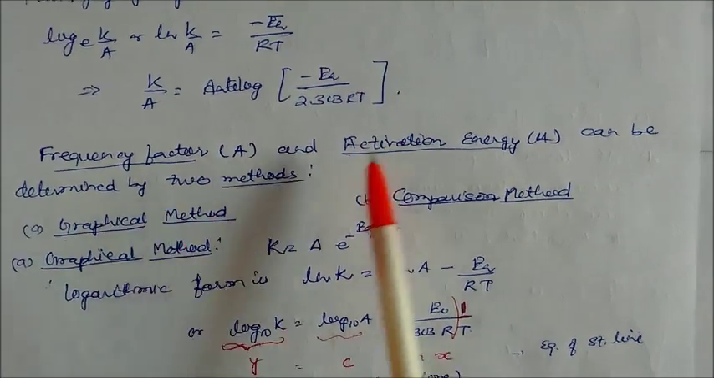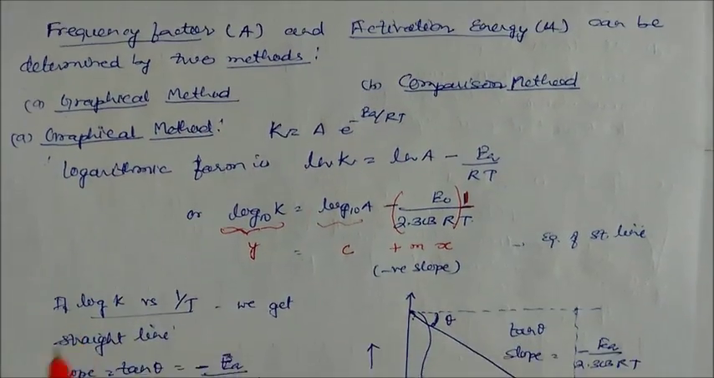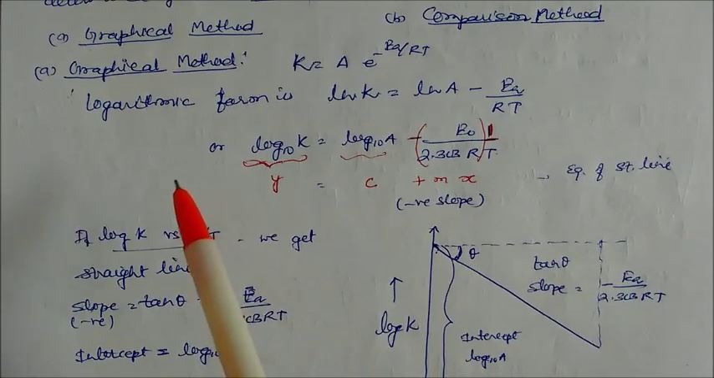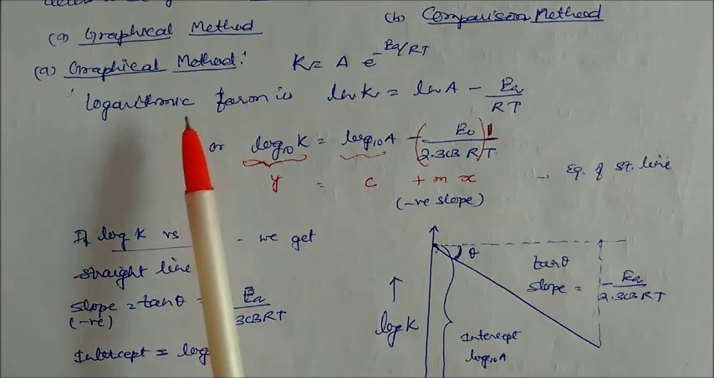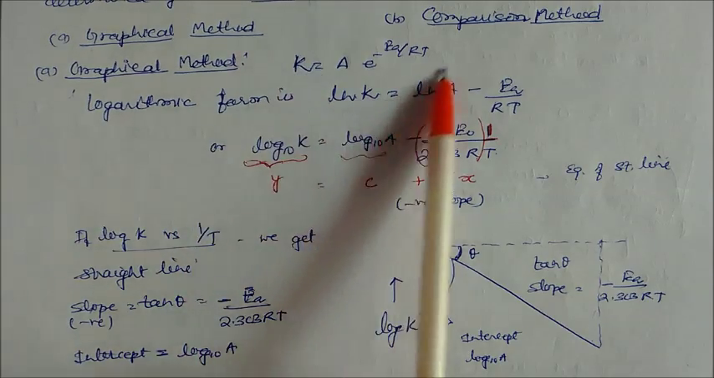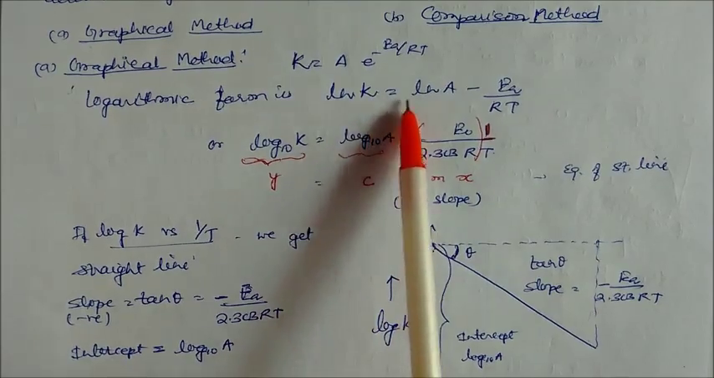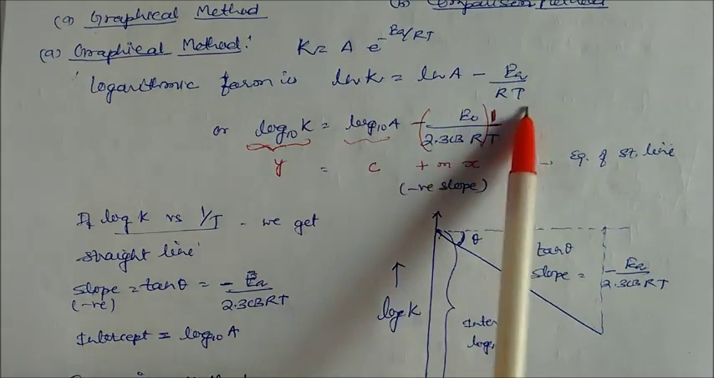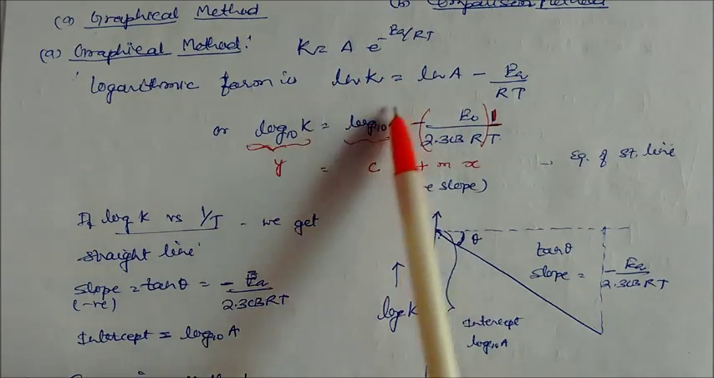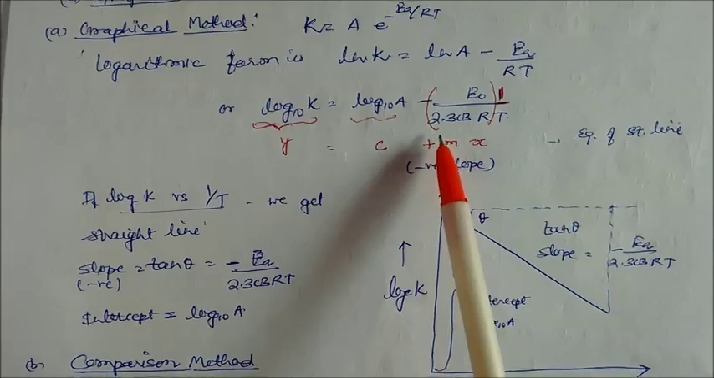Now the frequency factor and activation energy can be determined by two methods. One is the graphical method and the second is the comparative method. So we can see these methods one by one. First, the graphical method. Take the Arrhenius equation and convert it by taking the natural log. So ln K equals ln A minus Ea upon RT. If you see carefully, this whole is the Y and this is the C, and this whole factor is Ea upon 2.303 into R.